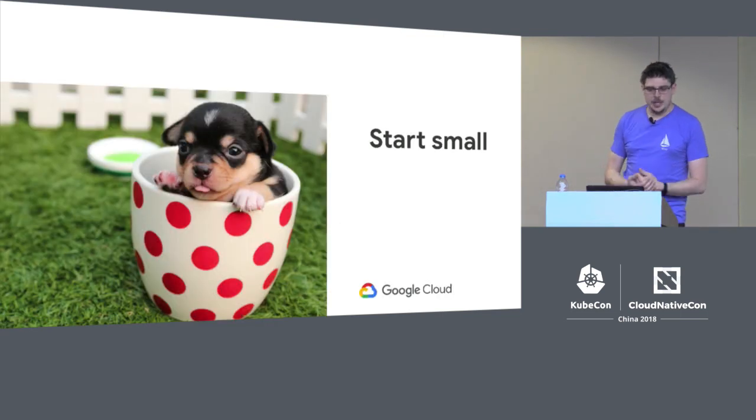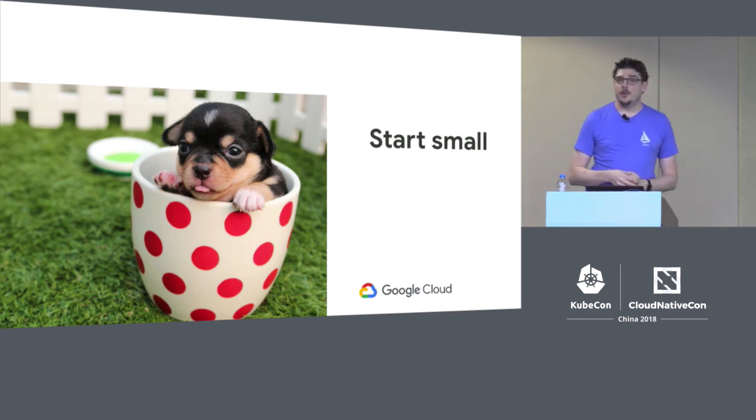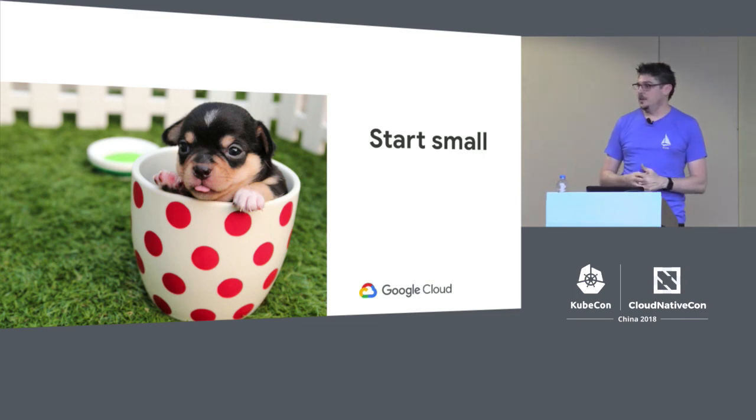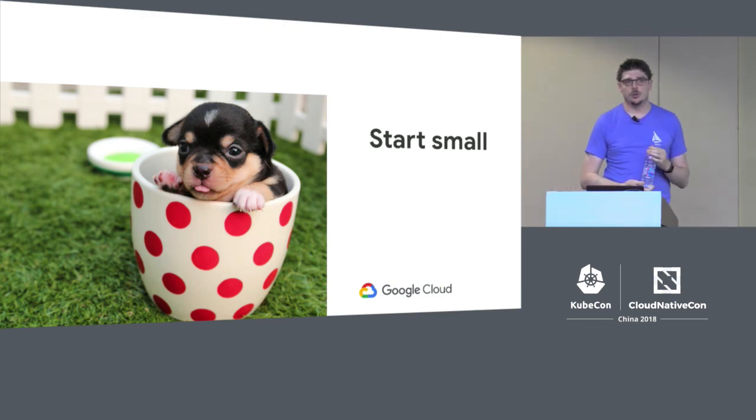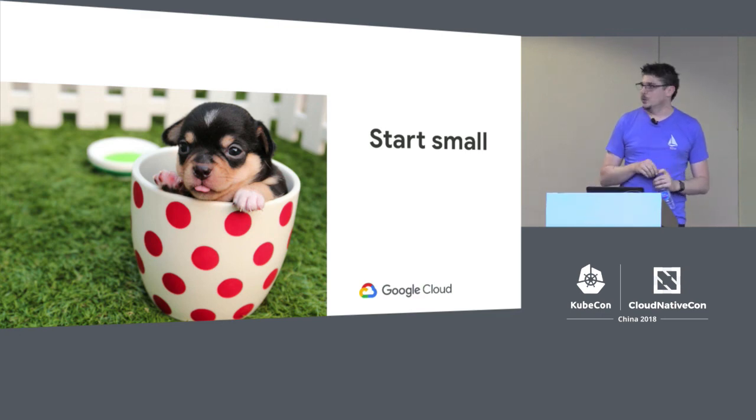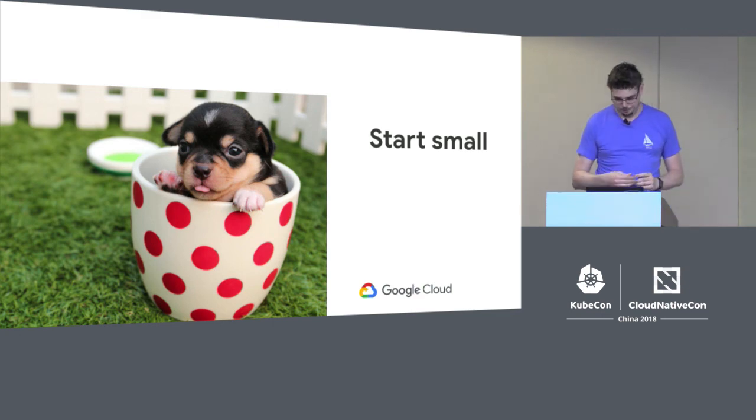So two pieces of advice with Istio: start small, find the piece that works for you, and then apply that. We are working in the project to make it possible to deploy it in parts, so with a Helm installation, you just install the pieces that make sense for you. If you don't need security, don't install security.